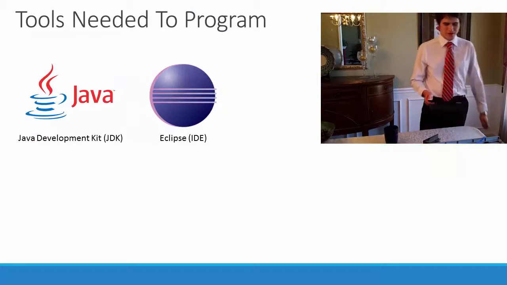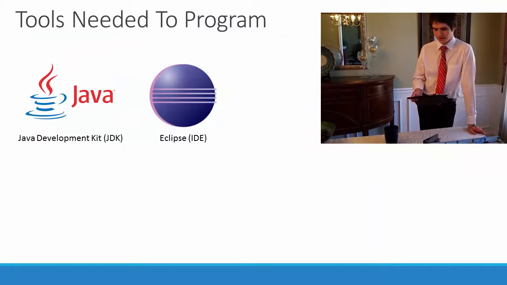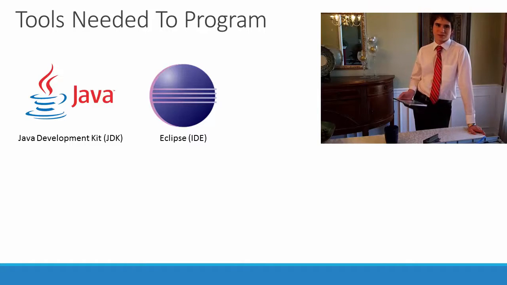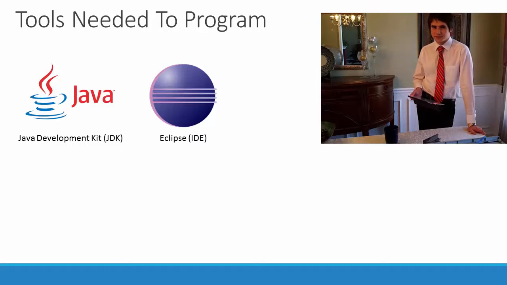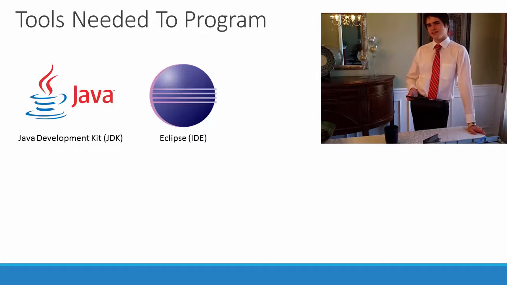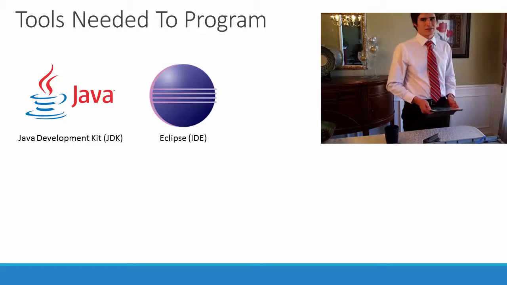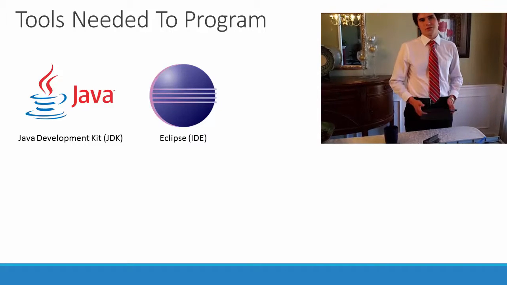Tools needed to program. We're going to need to know how to get and install the Java Development Kit, also known as the JDK. That is the set of developer tools that we'll need, the Java compiler, things like that we'll be using to create our Java program. So we're definitely going to have to get that. The other tool we're going to use is Eclipse, and Eclipse is an integrated development environment, and it's not specifically made for Java. It does a lot of different programming languages, but it works really well for Java.